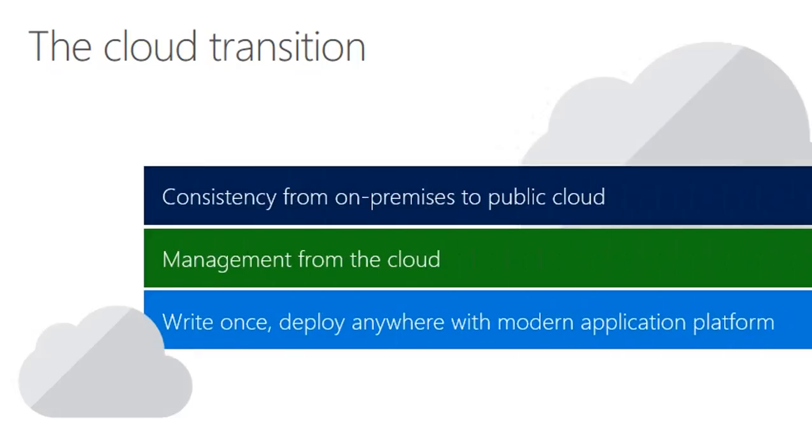Now, there is a transition that we see going on when you're moving from a traditional infrastructure. In order for us to allow you to get to this hybrid model, we have to have consistency from the on-premises infrastructure you have inside your organization to those services that you're going to provide in the public cloud. How do you actually manage from the cloud? Later on, I'm going to show you a demo of how we do that with the new server management tools in Microsoft Azure.